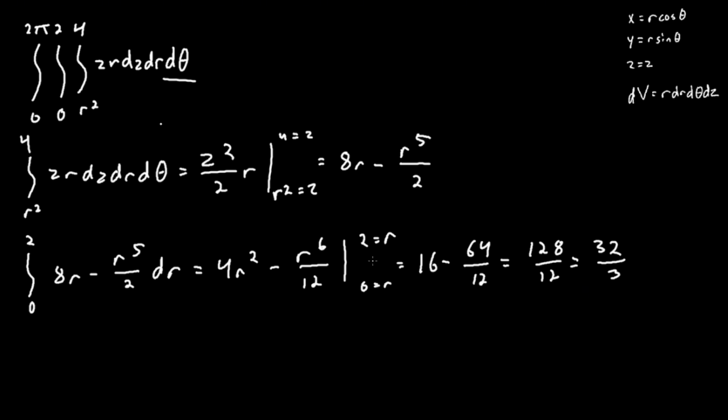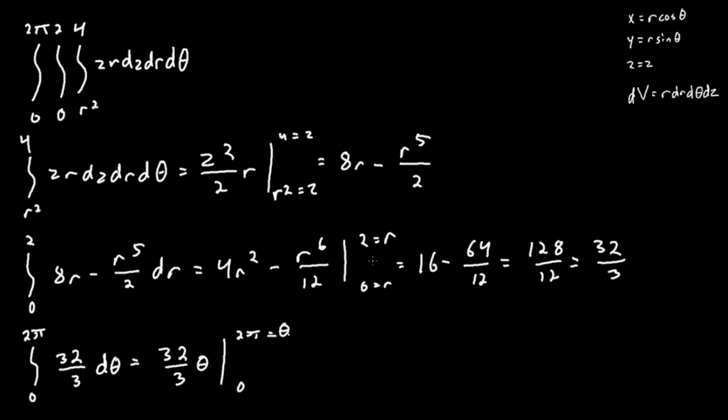Now this is our new integrand. We just have to lastly integrate with respect to theta. Let's go ahead and do that. Our bounds are 0 and 2 pi. 32 over 3 d theta is equal to 32 over 3 theta. Theta is our bounds, and all we do is plug in 2 pi. So you get 64 over 3 pi as your final answer.